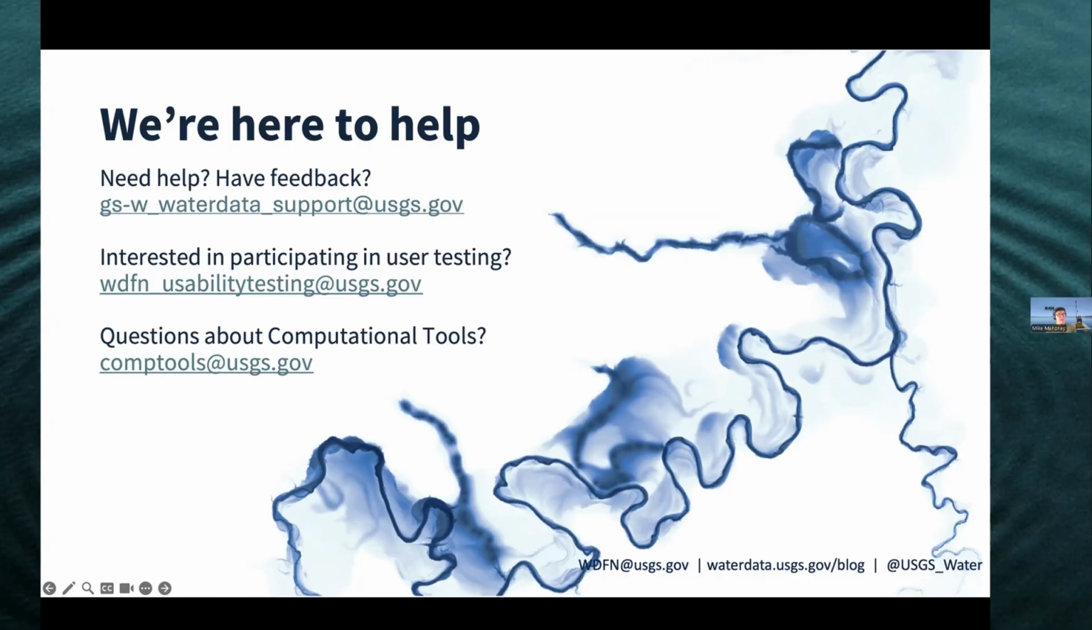If you're interested in participating in user testing, which is where we reach out to schedule either interviews or asynchronous exercises where we ask how easy it is to complete a task with these APIs, how easy it is to find documentation, what works well, what doesn't, reach out to us at WDFN_usability testing at usgs.gov. We're always interested in getting folks from outside the USGS engaged in our user testing. It's extremely useful to us to watch people interact with these applications so that we can identify common pain points that we need to smooth over as we continue working on these systems.